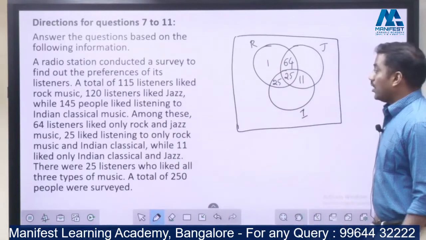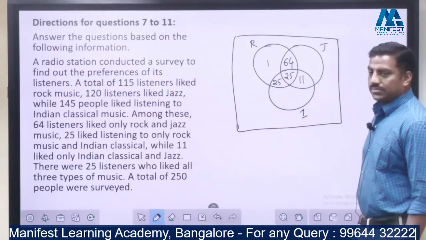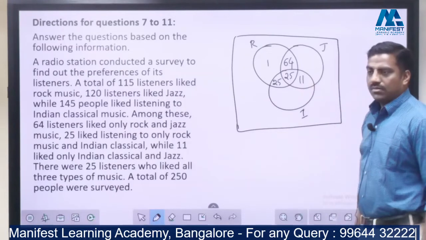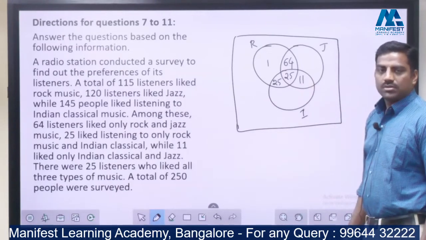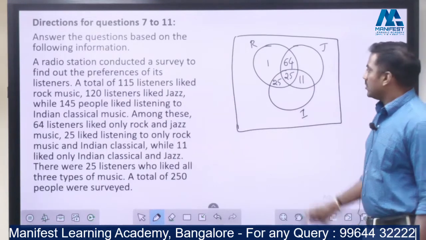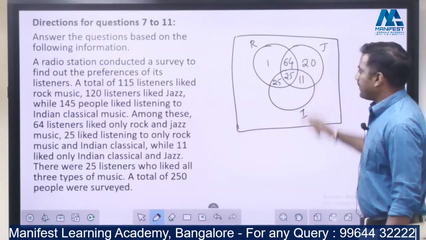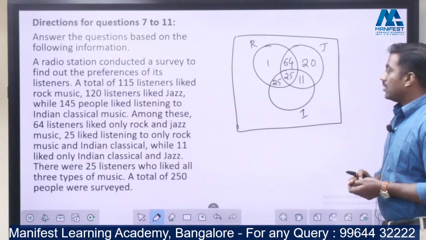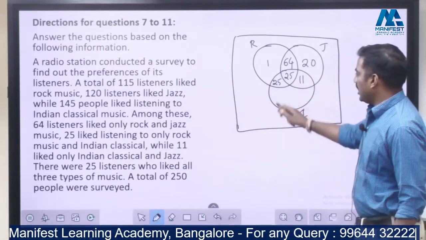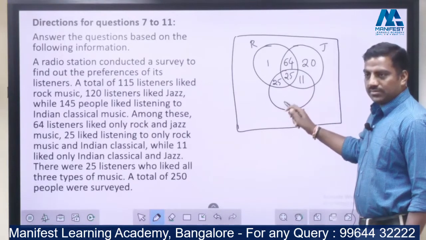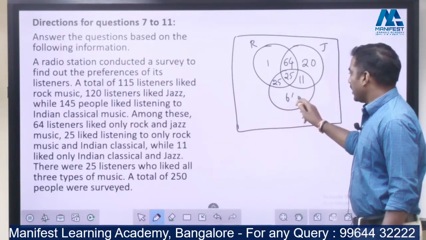Then 120 jazz. So already we have filled how many? 64 plus 25 plus 11. How many are filled? 100 are filled already. So another 20 I have to write here. Yes or no? Then 145 liked Indian classical. So already I have filled 61. So 84 are remaining. Now count all.